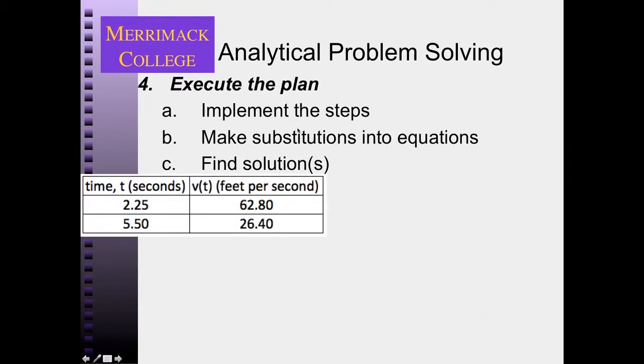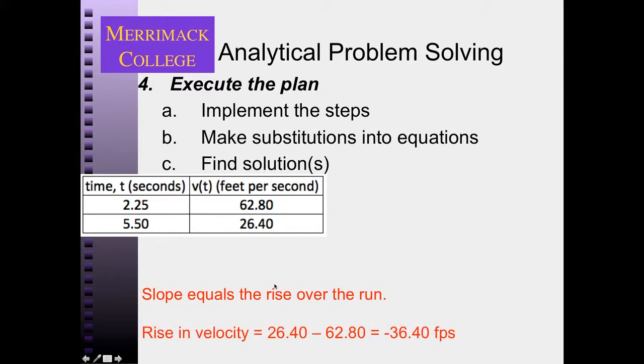We're going to implement these steps. Here are the data that we have. And the slope equals the rise over the run. The independent variable is the run, so that's time. And the dependent variable is velocity. That's the rise. Okay, so the rise over the run. Rise is the difference in the velocity. It's a decrease, so it's a deceleration, right? The decrease is 36.4, and the run is the time difference, and that's 3.25.